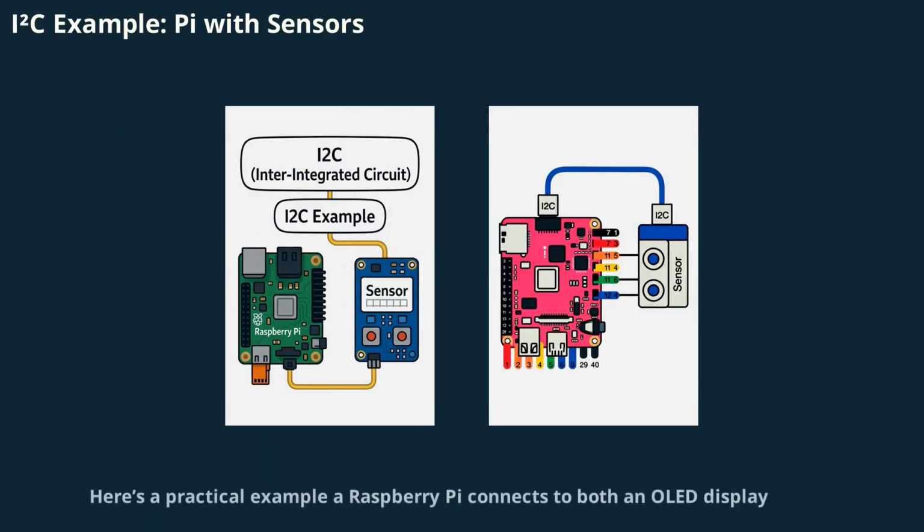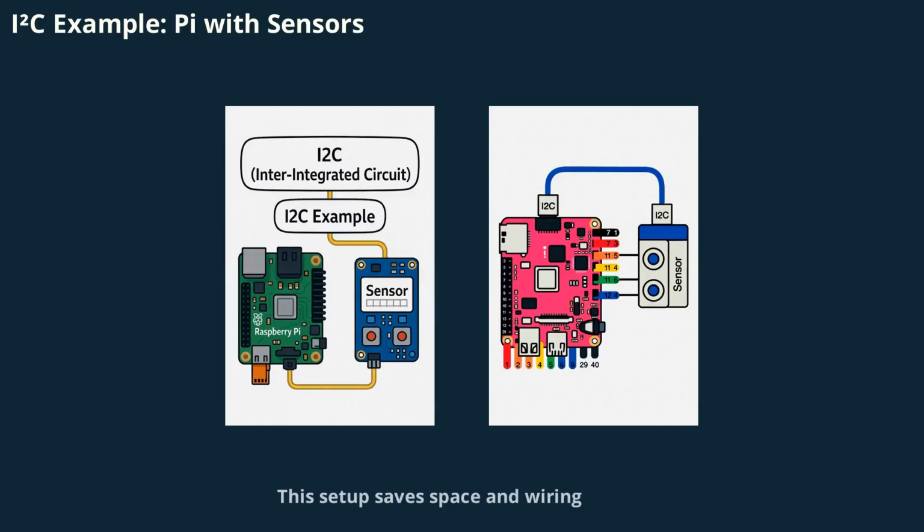Here's a practical example. A Raspberry Pi connects to both an OLED display and a temperature sensor using the same two wires. Each device listens for its unique address and responds only when called. This setup saves space and wiring, making I2C ideal for projects with lots of sensors or displays. It's a great way to expand your project without a tangle of cables.